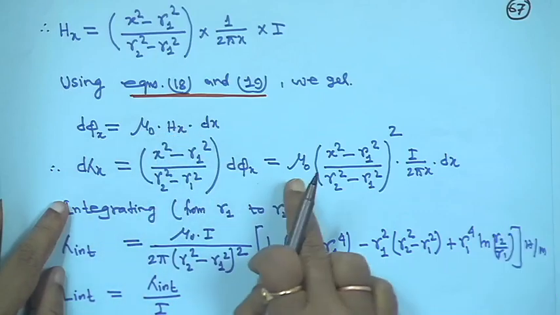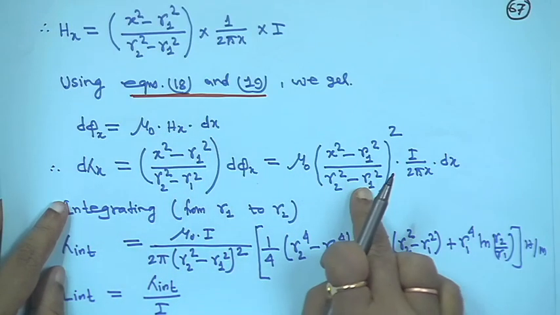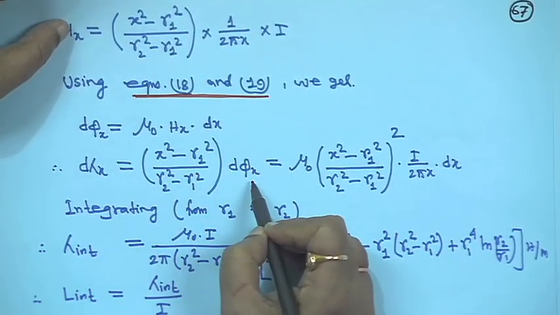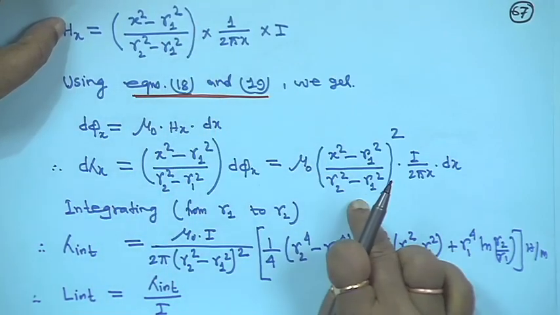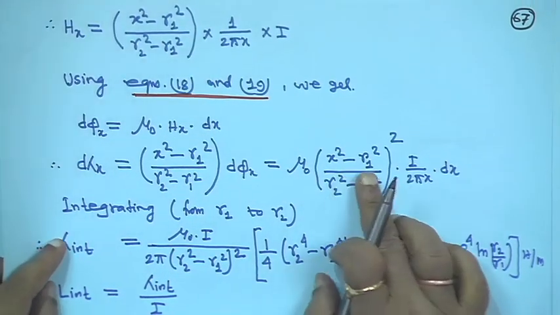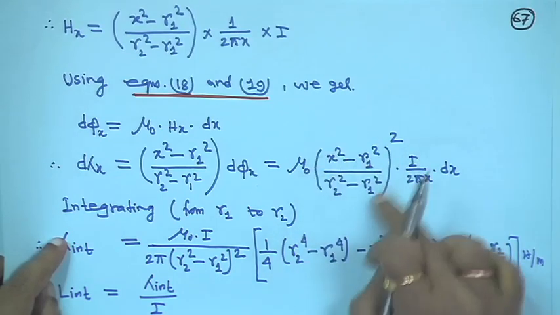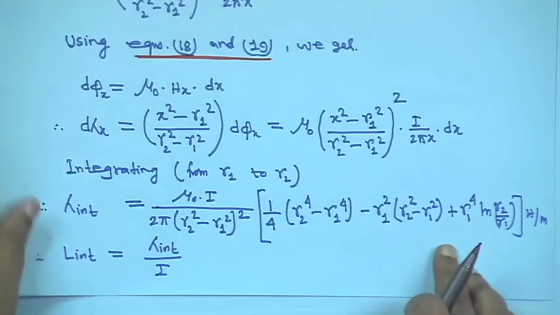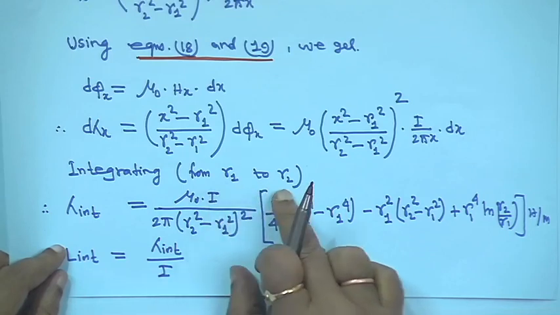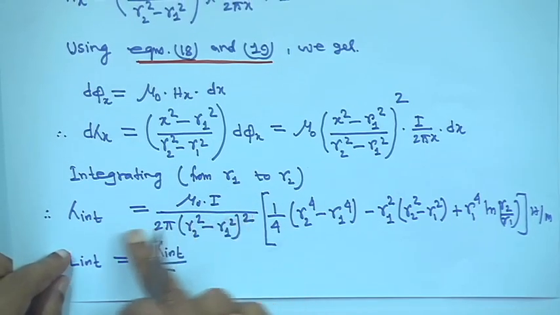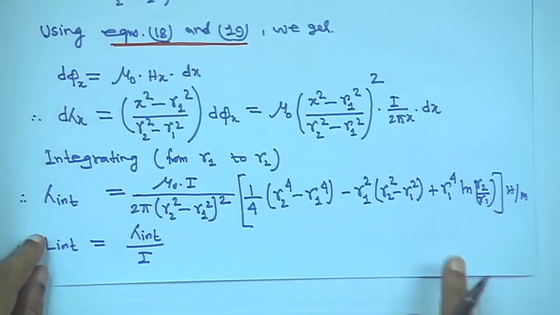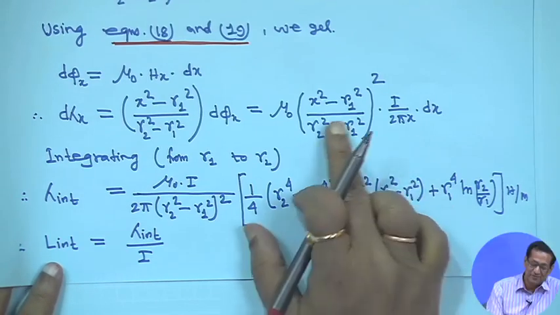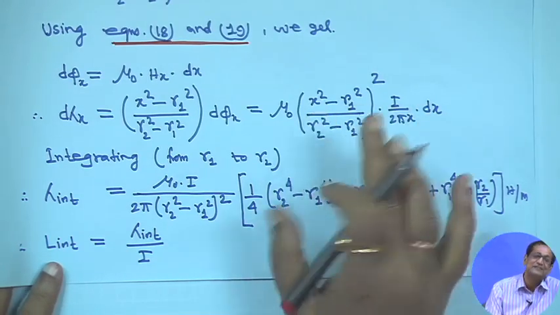Now, this d phi x, mu 0 Hx dx, you substitute here, Hx you substitute here, and d lambda x already is there. Finally you put everything here, you will get mu 0 into ((x square minus R1 square) by (R2 square minus R1 square)) whole square into I upon 2 pi x into dx. So, integrate, because it is a hollow conductor, integrate from R1 to R2. Integration is your job, I am giving you the final expression. This is a simple integration, you just break it into the square term, divide this by x, then integrate.